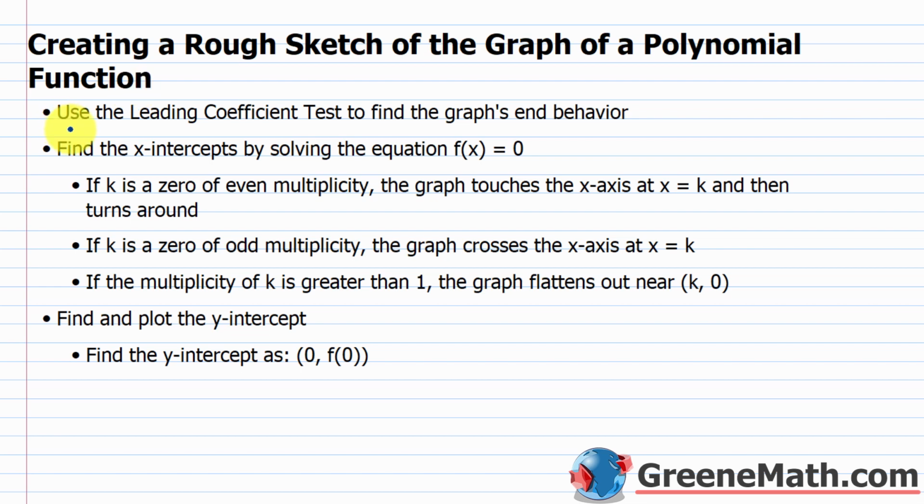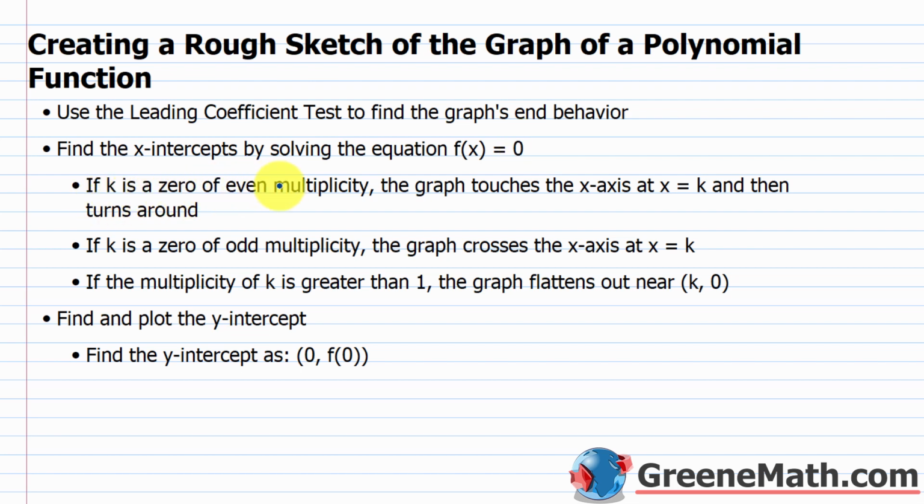So here I'm going to start off by saying that we can use the leading coefficient test to find the graph's end behavior. So what's happening as we go to the very far left and what's happening as we go to the very far right. So just the end behavior. Then we're going to find the x-intercepts by solving the equation f of x equals 0. So again, we're looking for the real solutions to that equation. So those guys are going to be the x-intercepts. If you have a non-real complex solution, remember that's not going to be an x-intercept.